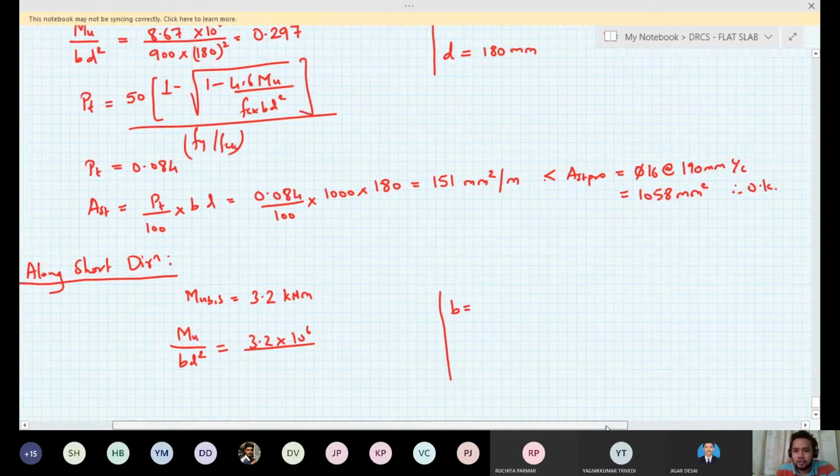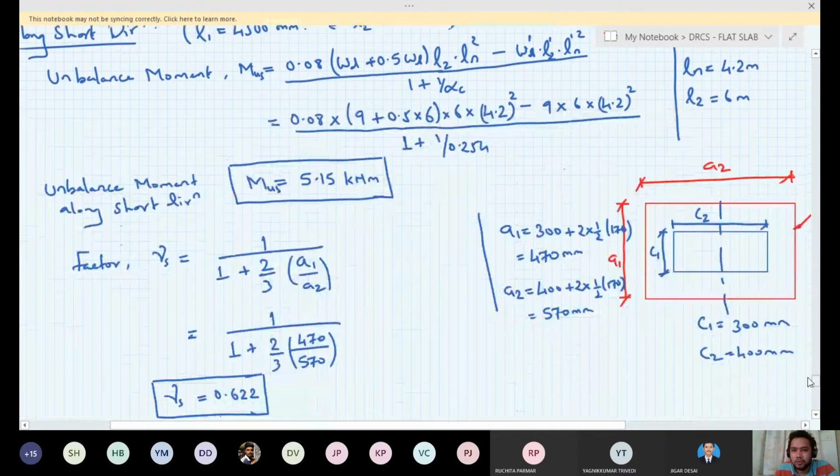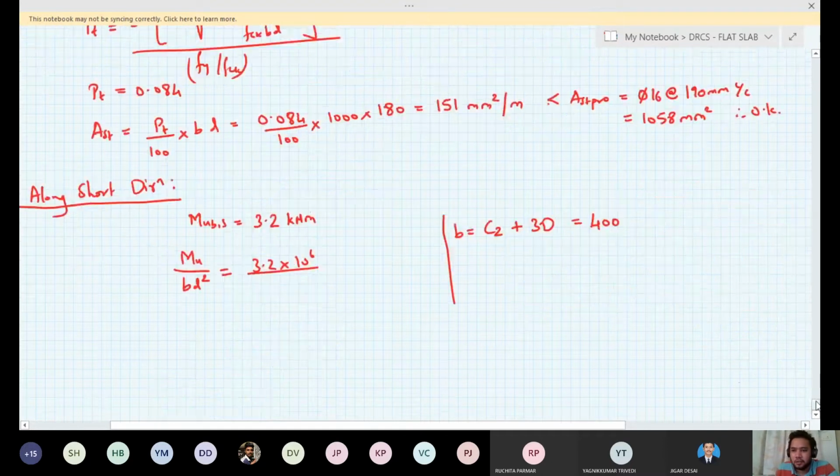The effective width resisting the unbalanced moment will be, now here C2 plus 3D. So let us write the formula again. C2 plus 3D, so C2 here will be 400. C2 for the short direction, this is the short direction, the C2 is 400 mm because we are taking the section along this, plus 3 into the total depth of the slab, that is 200. So it will be 600 plus 400, so it will be 1000.